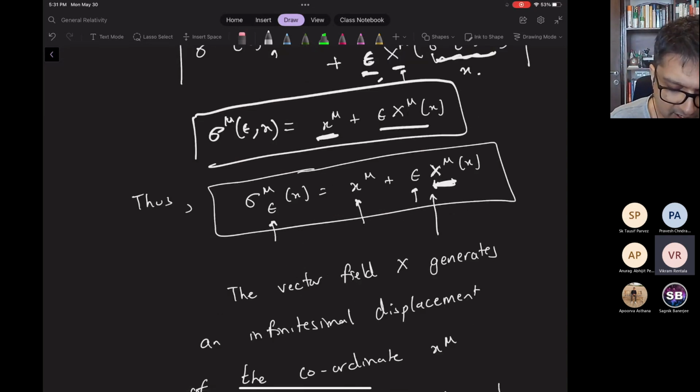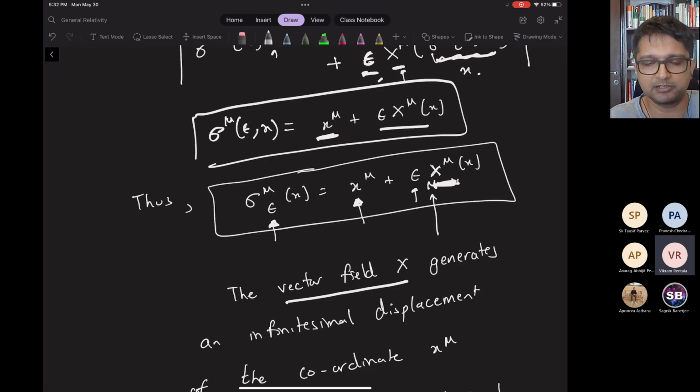So what we say is that the vector field X generates an infinitesimal displacement. That is, if you give me an amount epsilon, I will generate for you a displacement of coordinates, which will take me from some coordinates x mu to this new coordinate sigma mu epsilon x. We were using this through the GR course, right? We were saying that we can think of vectors as generating displacements. This is concretely how it's realized.